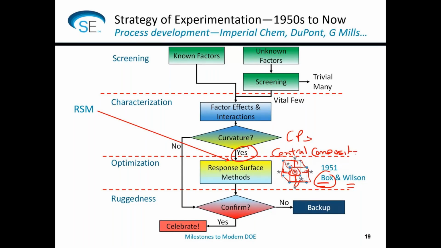And this is what we put into the original Design-Expert, which at the time in the late 80s was a separate program, along with some other designs. One is called a Box-Behnken, which is a 3-level design. And then later we began putting in what are called optimal designs that you can build for any polynomial model that you want.